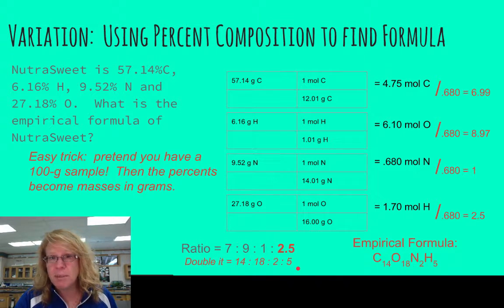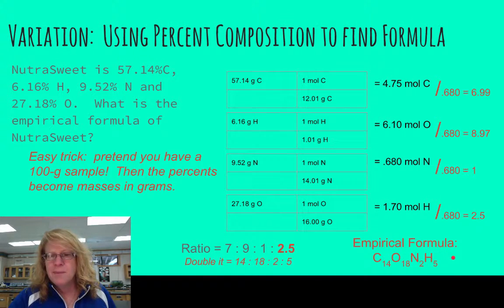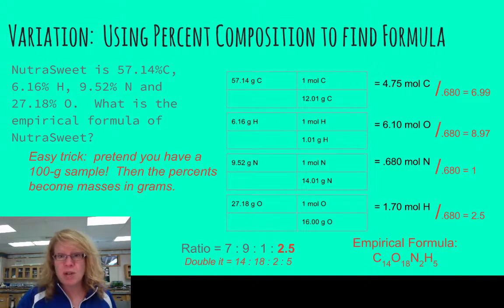So here's my empirical formula. Again, I've got this written backwards. My apologies. It should be C14, H18, N2, and O5. I don't know how I could have gotten confused, right? This isn't confusing at all. So anyway, there you go. Those are the ratios that we would figure out to work this one out.